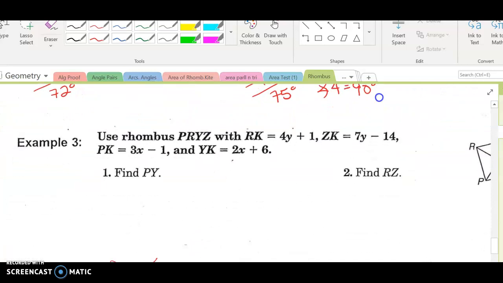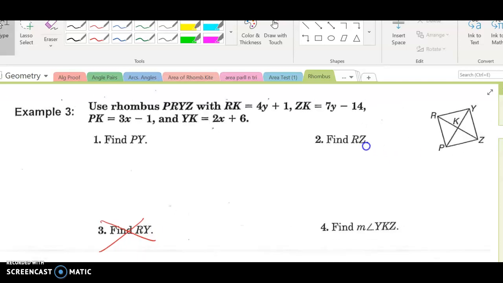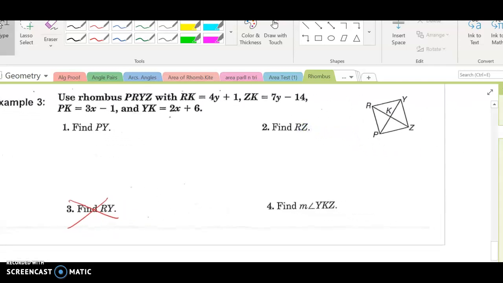All right, then in this last example, we're going to actually cross out part 3 of this and just do parts 1, 2, and 4. So on a rhombus, it looks like we have some different things here. We've got RK and ZK.